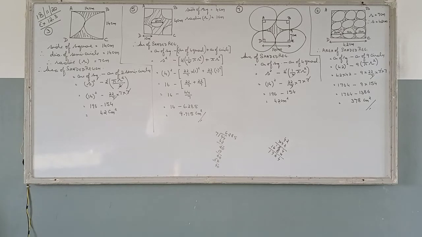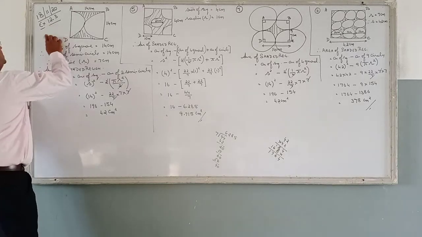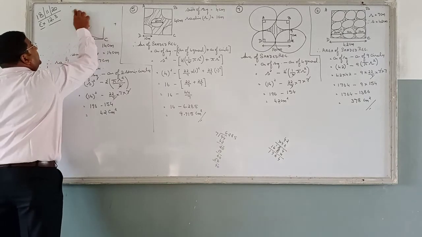We discussed question number 3rd, 5th, 7th and 11th. Let us discuss the other questions. They are of the same type. I'll remove these figures from the board so that we can do the rest of the questions.